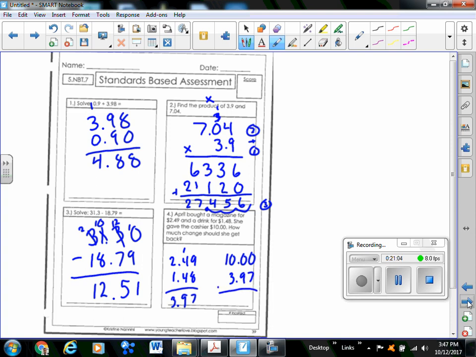Got to borrow and go way over as we borrow. So this 1 becomes a 0, and that becomes a 10. This now becomes a 9, and that becomes a 10. This becomes a 9, and now that becomes a 10. 7, 8, 9, 10 is 3. 9 minus 9 is 0. 9 minus 3 is 6. Decimal down, decimal down, decimal down. She gets $6.03 change.